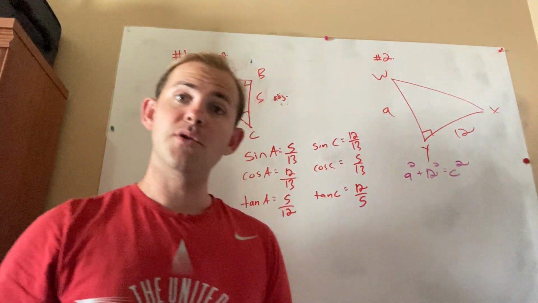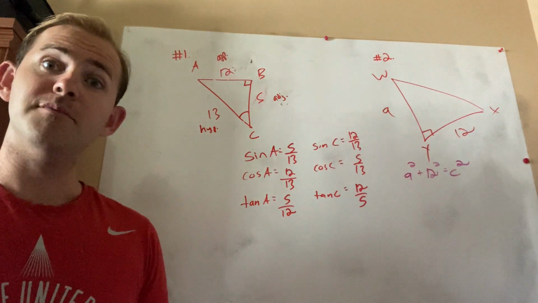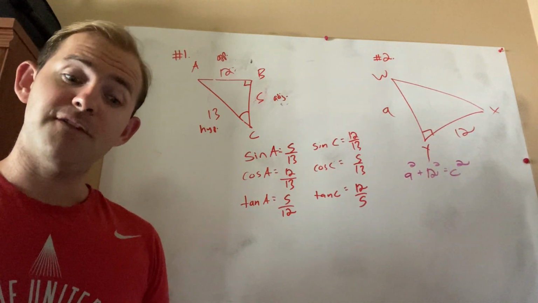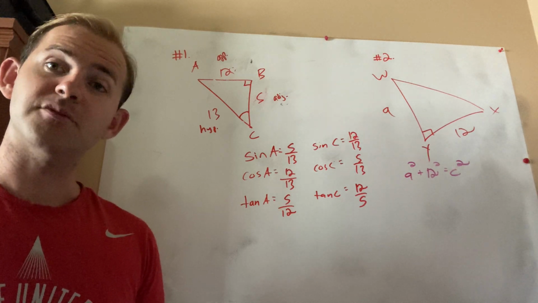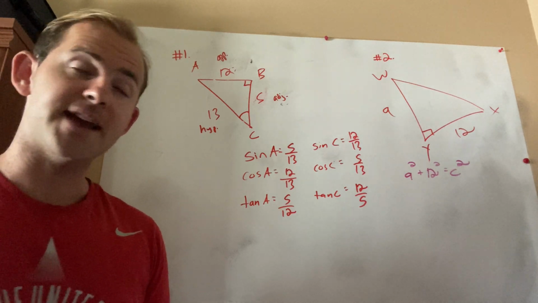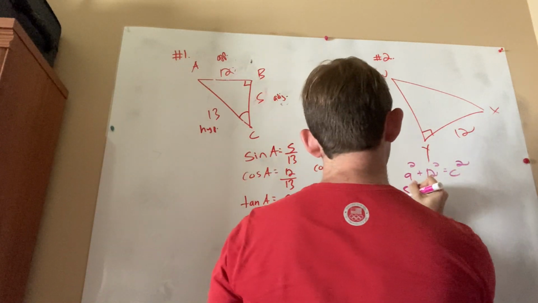Notice why I put both of them on the left, the 9 and the 12, because they're both legs. If it were like example 3 instead, where I have a leg and a hypotenuse, I would have to plug in somewhere else, namely for A and C. All right, so let's do this.